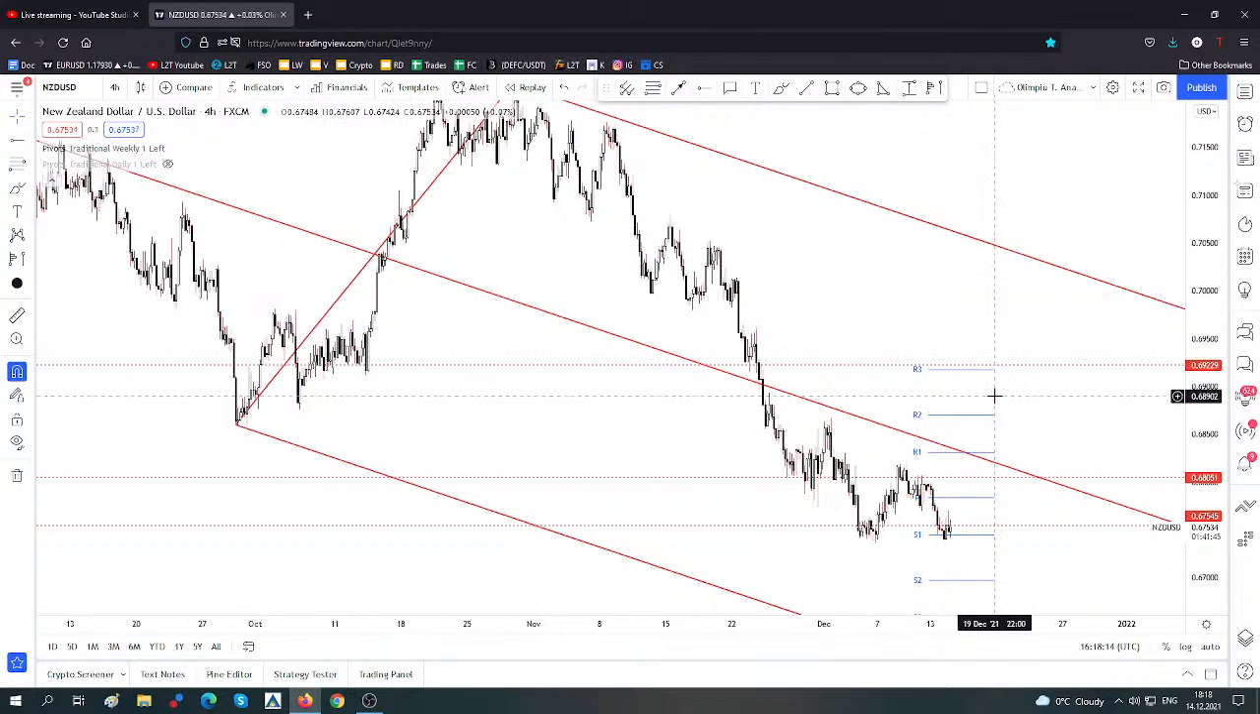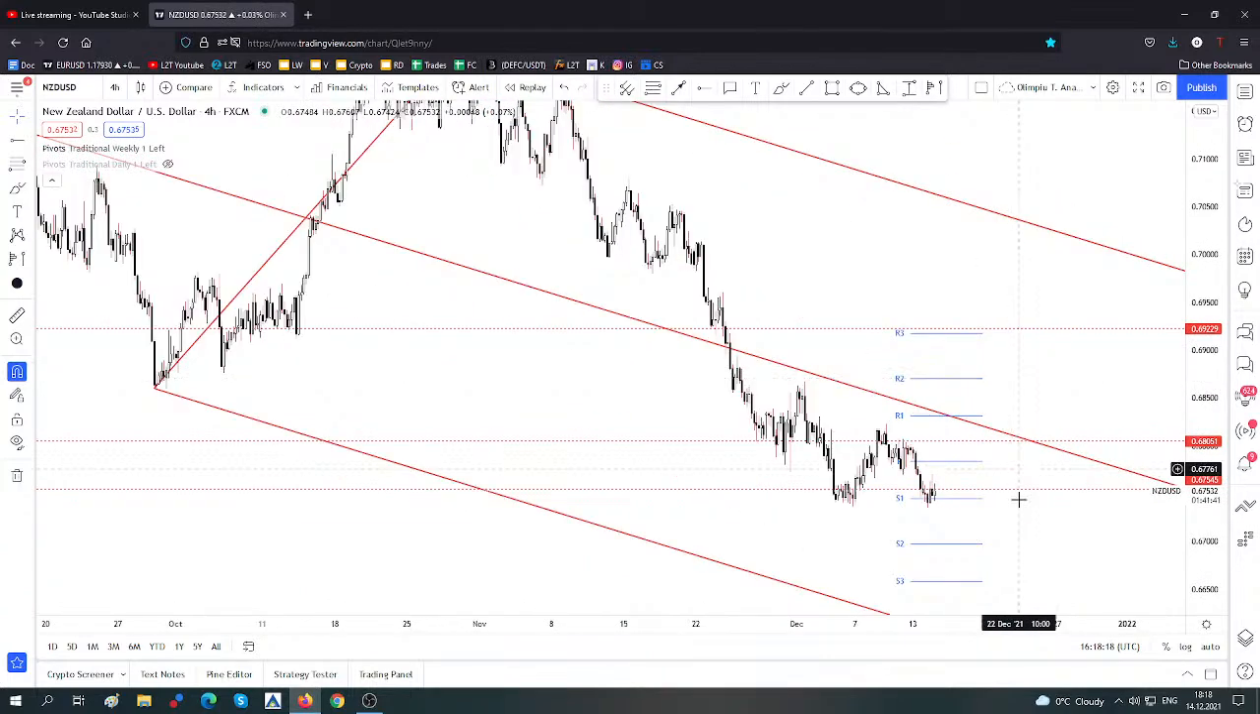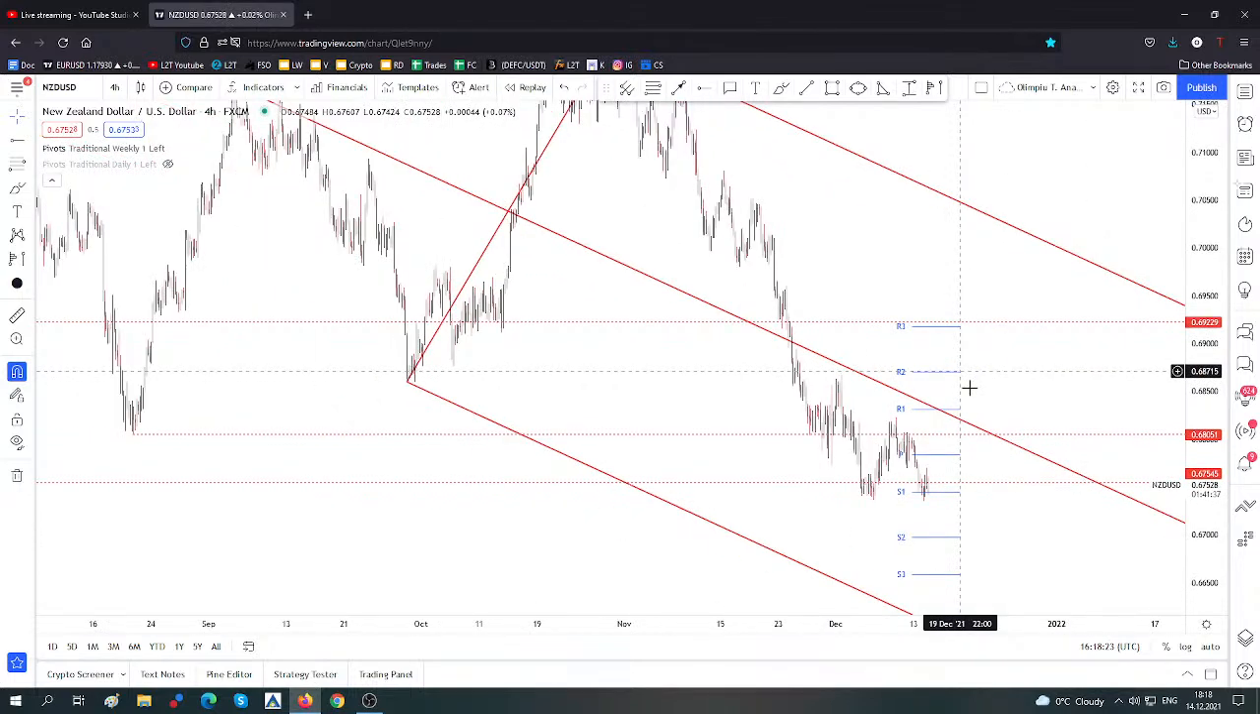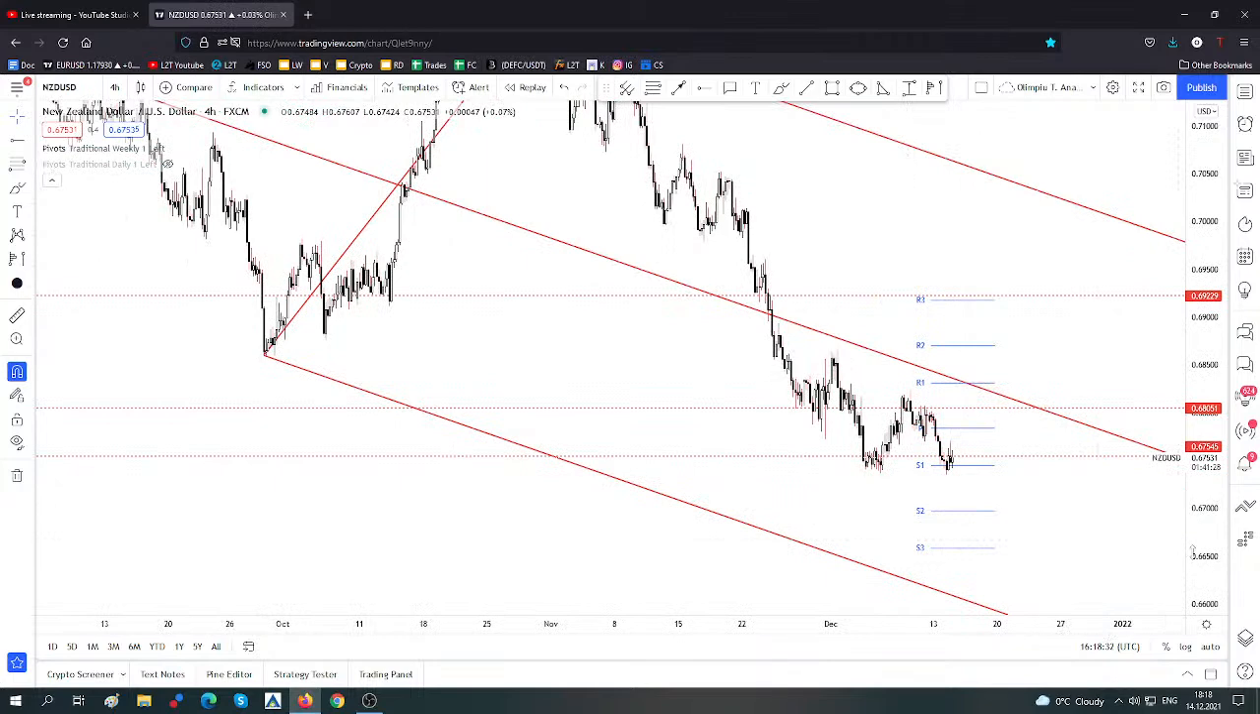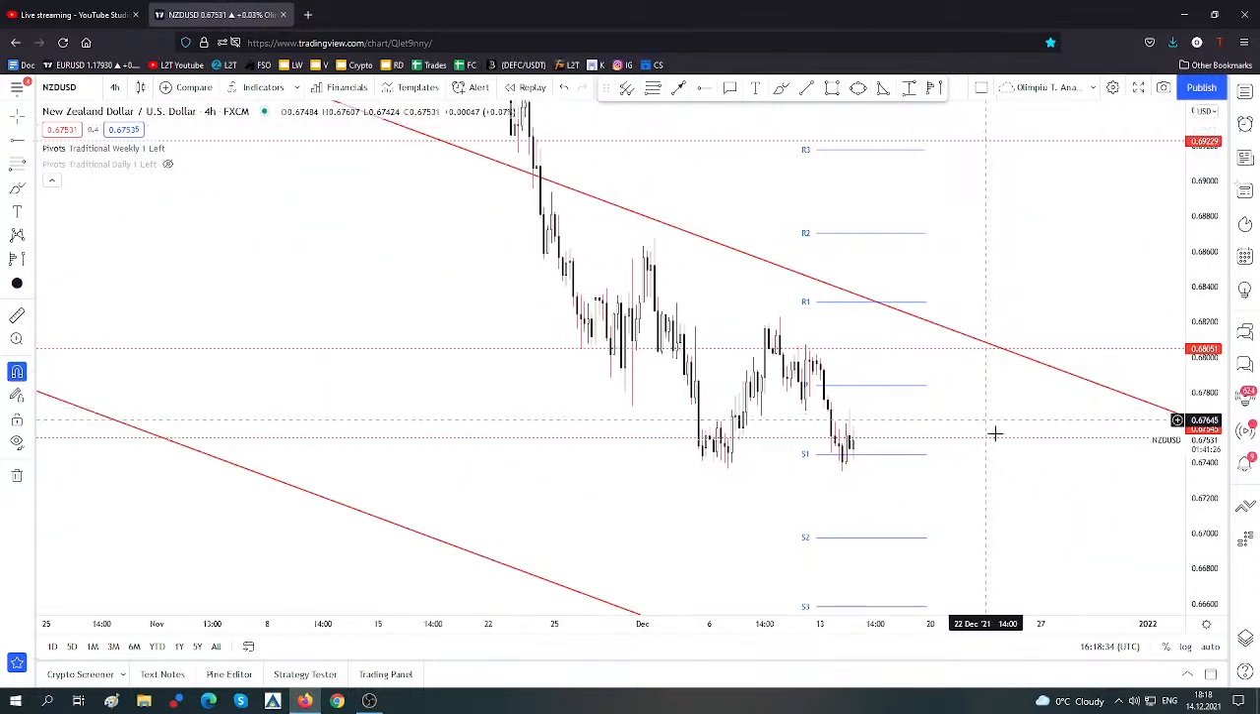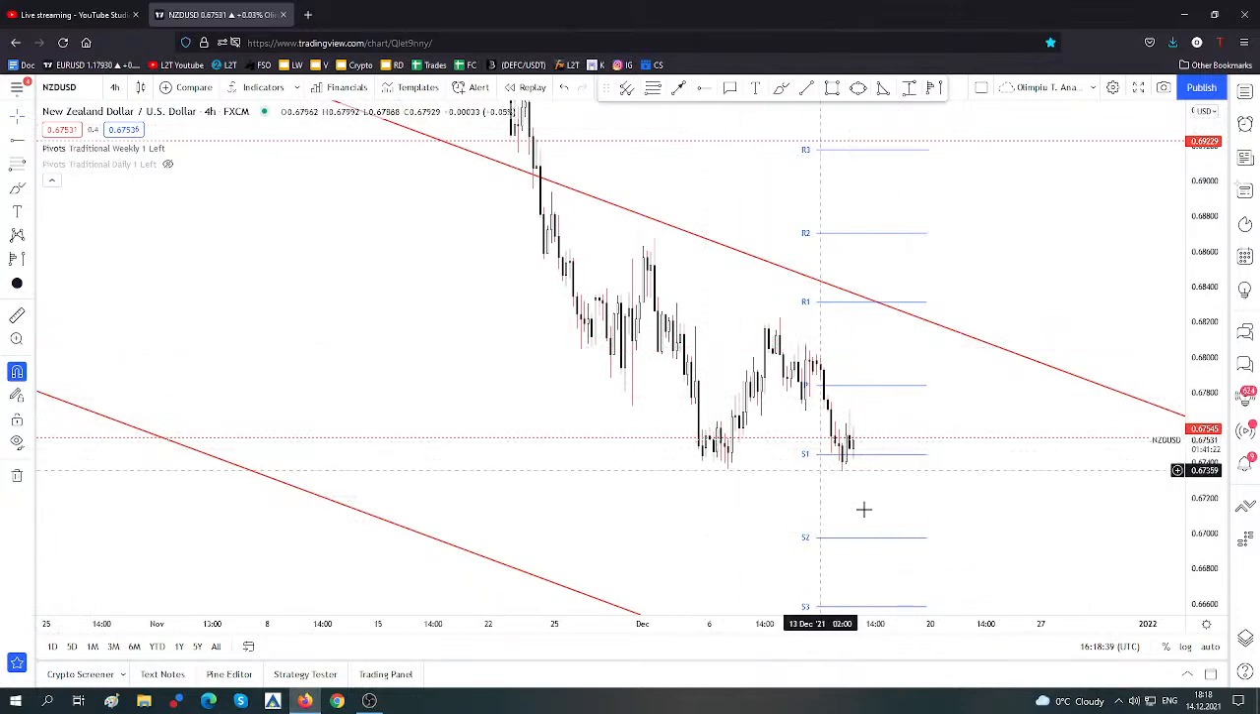Personally, I don't have something here in New Zealand dollar, US dollar. Is that support here around 0.6754? But you already know that as long as it stays right below the medium line of the descending pitchfork, the bias is still bearish. It could still drop anytime. I don't know. So 0.6754, a key level, historical level or something.